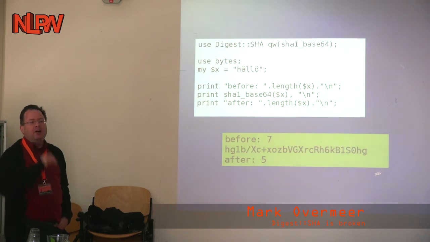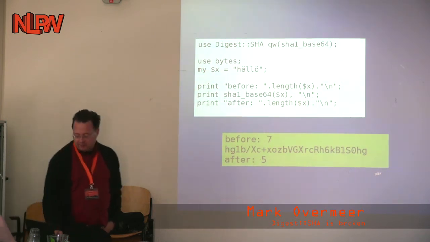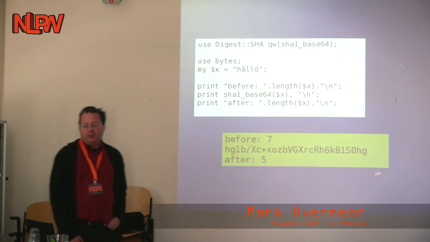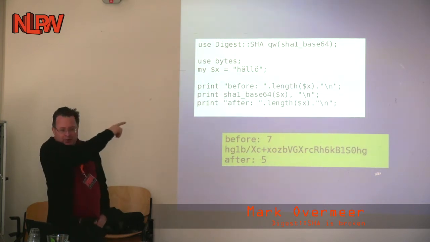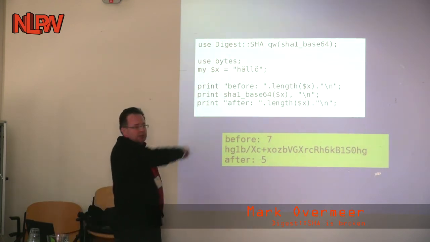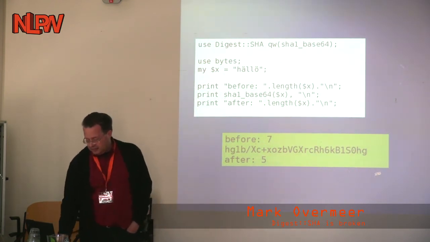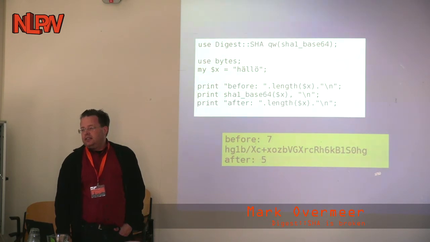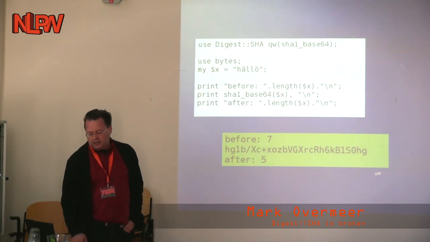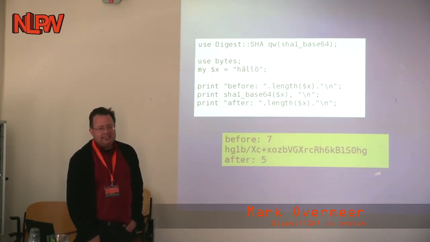Okay. There is a bug report about that. So it really mutilates my constant string in my main program. And if it contains wide characters, it will break. You won't have this problem if you double quote the variable in the SHA call, because then it makes a copy.